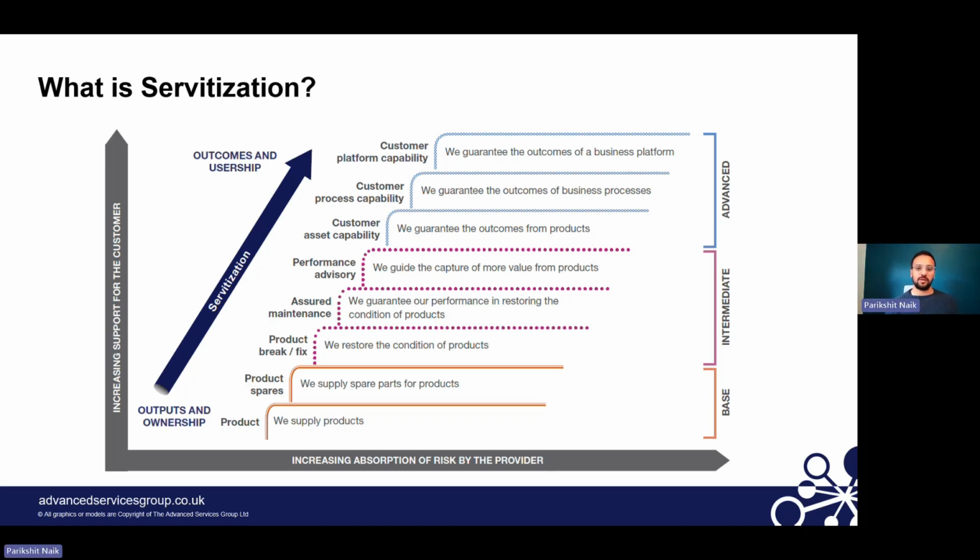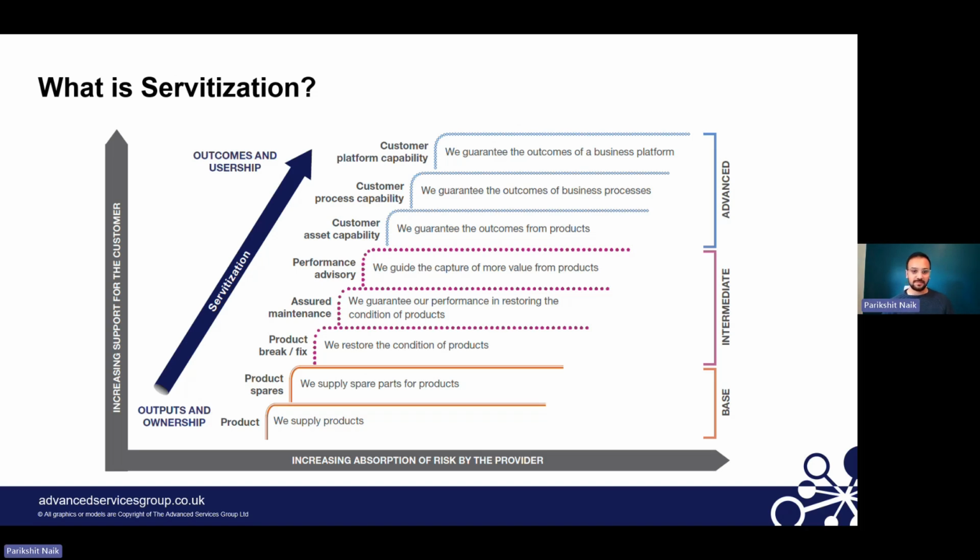And beyond that, as we go into the final 3 steps, we call them advanced services. This is where outcome as a service really comes to life. And you're looking at customer asset capability, where you are guaranteeing as a manufacturer the outcome delivered from the use of your product. Then the next one, process capability, is where you're guaranteeing the outcome from the process in which your product sits. And finally, you're guaranteeing the platform capability. So you are almost looking at the customer's business itself and saying, we will help you and guarantee more success for your entire business based on the operation and working of our products.